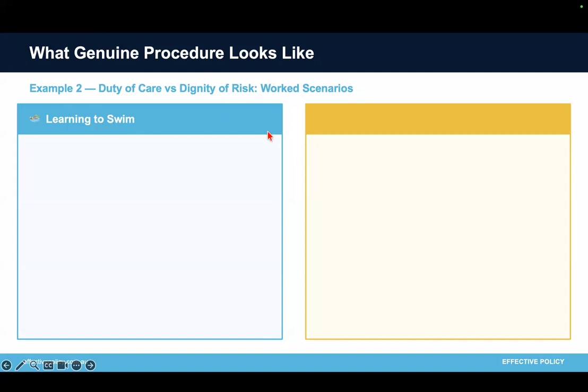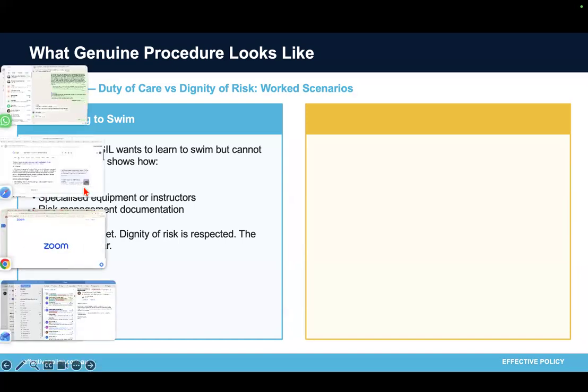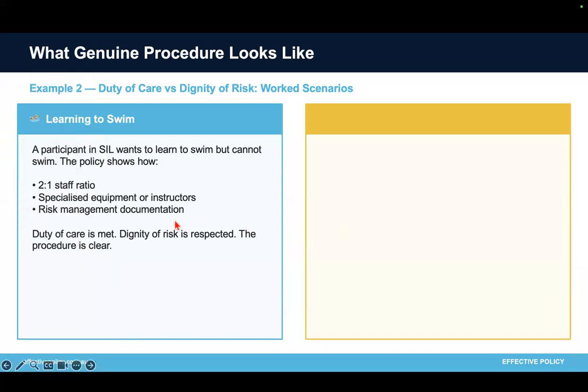Okay, example 2. Duty of care versus dignity of risk. Oh, this is one of my favorites. It's real. Learning to swim. A participant in SIL wants to learn to swim, but cannot swim. The policy shows the person needs a 2-to-1 ratio for this, specialised equipment or instructors, and risk management documentation to have been completed. Duty of care is met. Dignity of risk is respected. The procedure's pretty clear, okay?